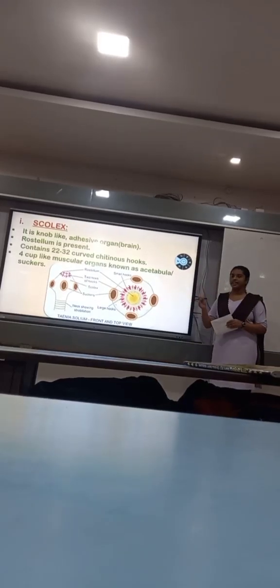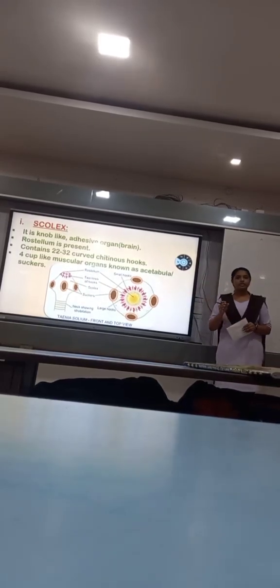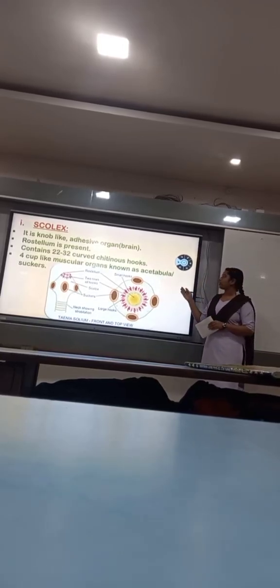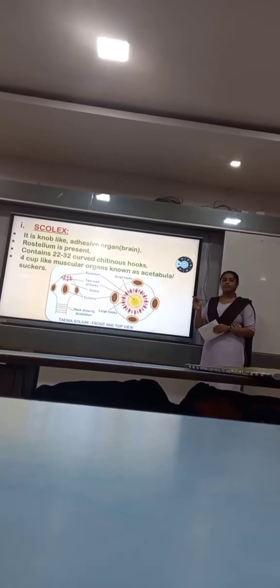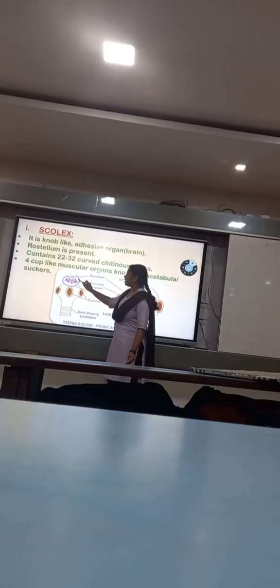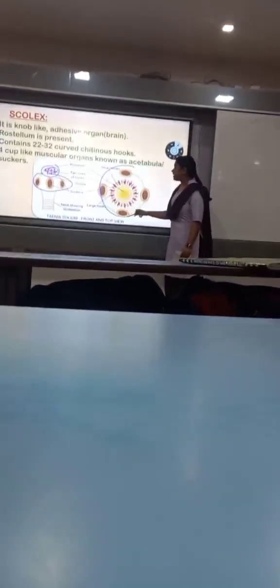Scolex. It is a knob-like structure which represents the anterior end of the head, and it is an adhesive organ, although it contains no brain. It contains 22 to 32 chitinous spokes, and it has 4 cup-like, muscular organs, which are also known as the acetabula or the suckers. As you can see here, this is the rostellum. These are the hooks, and these are the suckers. In the front view, we can only see 3 suckers, whereas in the top view we can see all 4 suckers.